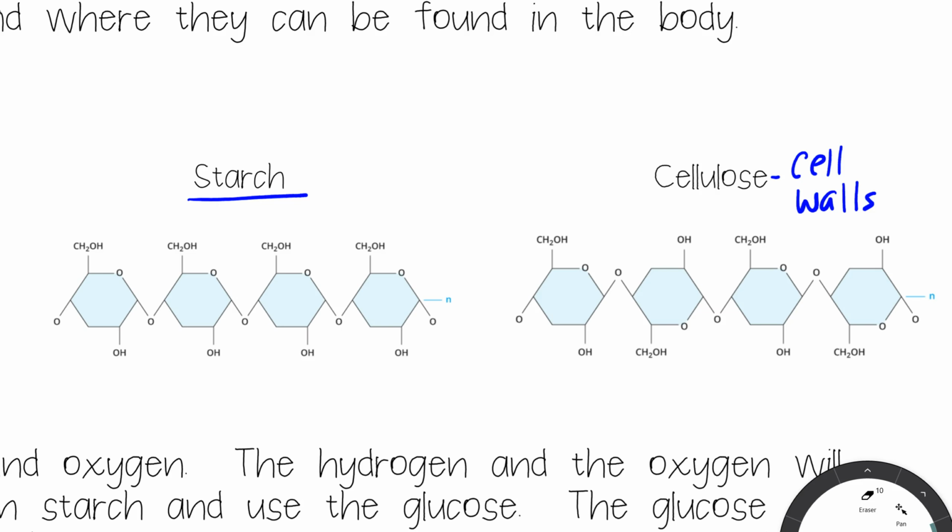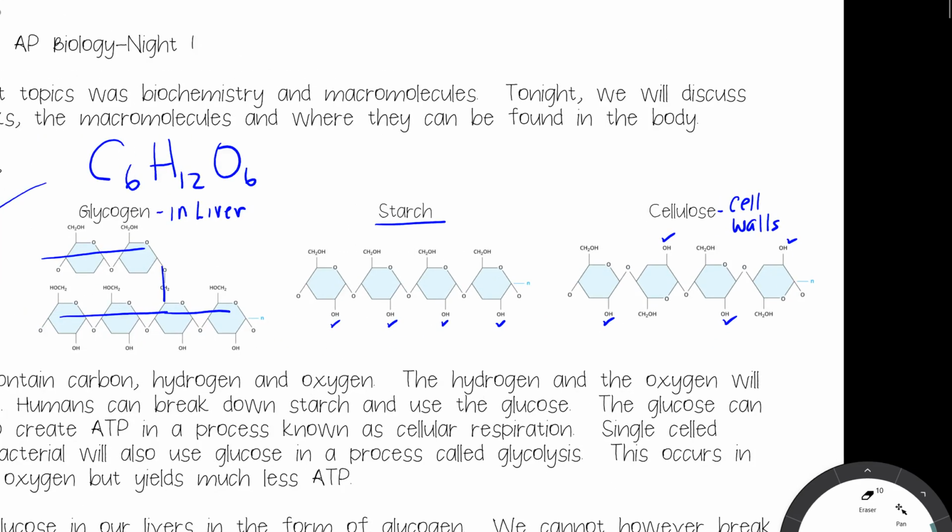But cellulose, we have a little bit of a harder time. We really can't digest that. And it looks pretty similar. In starch, the OH groups are all on the same side. If you look in cellulose, they flip. So that is a major difference between starch and cellulose, all made up of glucose molecules.